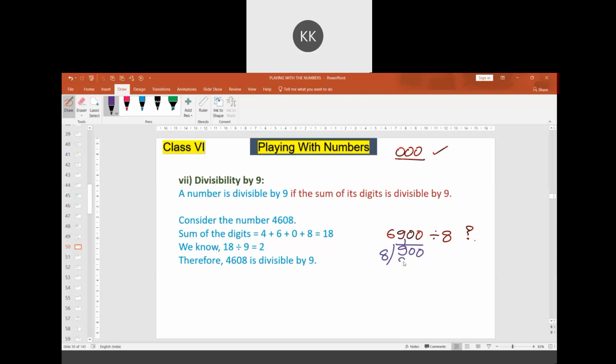We can see here 8 ones are 8, 1 remains. So 8 ones are 8 again, 2 remains, 20, 8 threes are 24, it will be more, 2 times it is 16, 4 remains. Now 4 is the remainder. Therefore, this number is not divisible by 8. It is simple, isn't it?